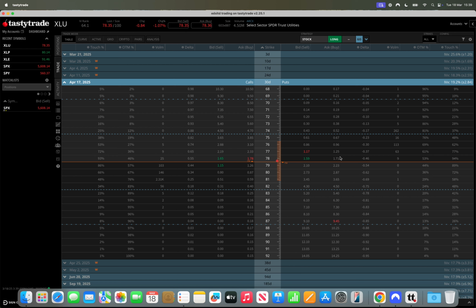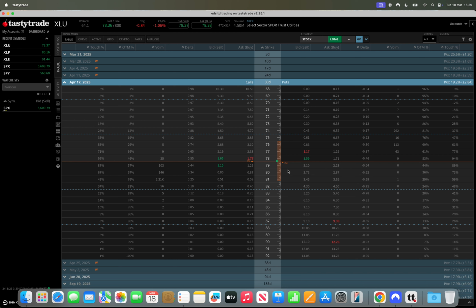Now we can see the options chain here. We have calls on the left, puts on the right. We have this orange horizontal line. This shows us where the price of the underlying is with respect to these strikes going down the middle. We can also see our expected move visually represented with this vertical orange bar here.